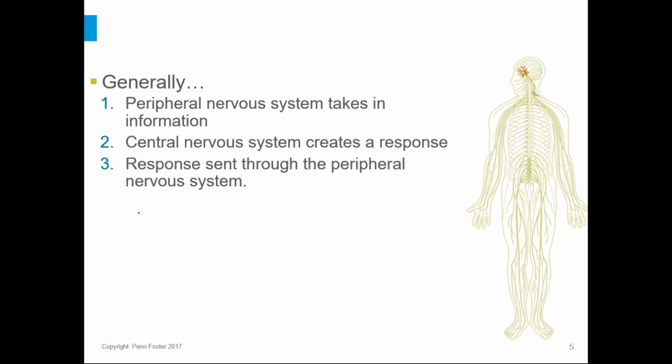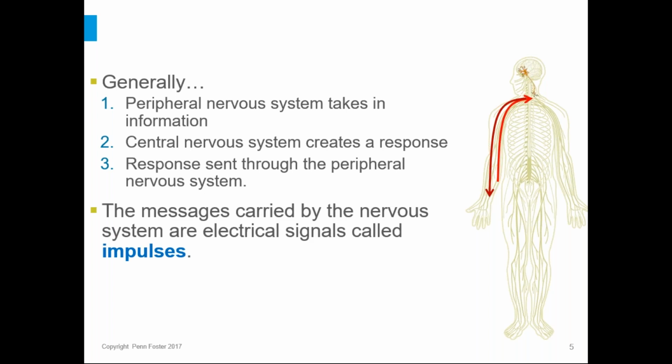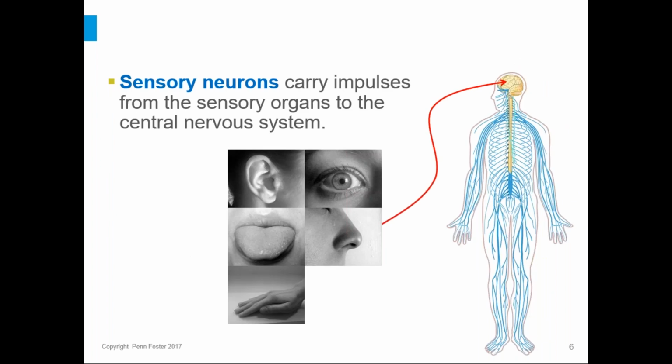Generally, the peripheral nervous system takes in information. The central nervous system creates a response, and it sends the appropriate body part the message back through the peripheral nervous system. The messages carried by the nervous system are electrical signals called impulses. Sensory neurons carry impulses from the sensory organs to the central nervous system.